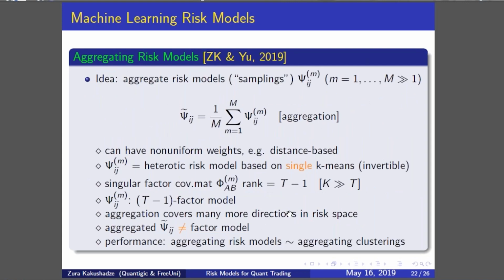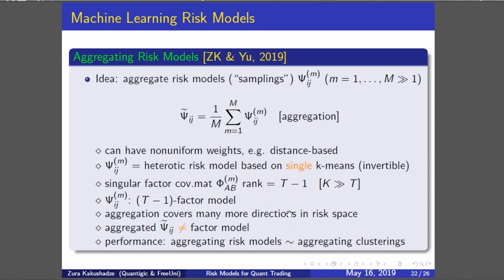And then the final way of doing things is, well, okay, so you could say, do I really need to aggregate clusterings? What if I actually aggregate the risk models themselves? So the idea is very simple. You take a single k-means and you compute the model covariance matrix based on a single k-means. Now, by construction, that factor model is an invertible matrix. However, the issue is that the corresponding factor covariance matrix is singular because its rank is at most t-1.